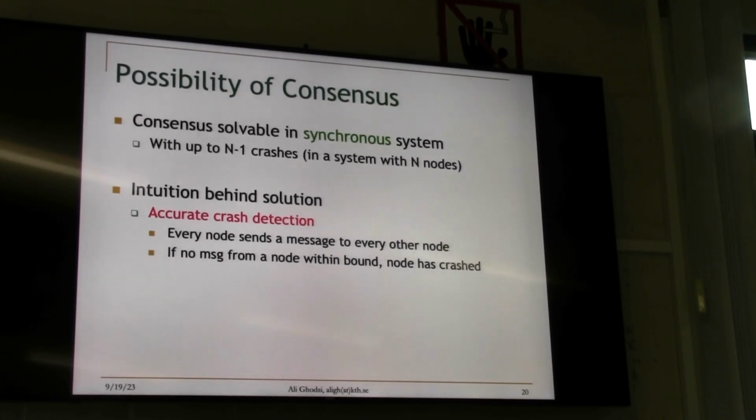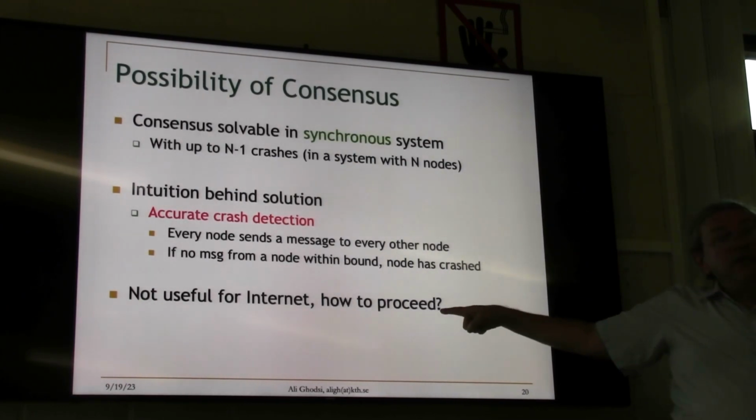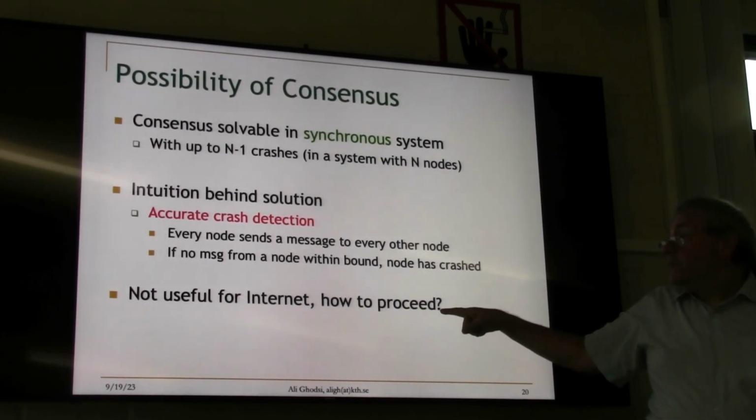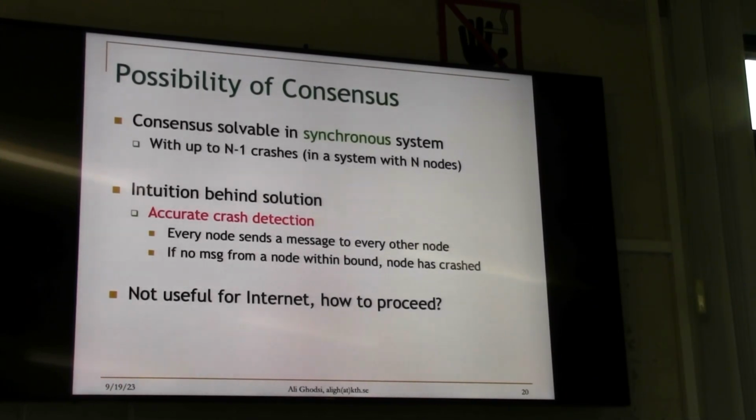Now, of course, the big question is, what about the internet? The internet is not synchronous. If anything, the internet is in this area. So what do we do about the internet? This synchronous case is so easy, but of course, it is not useful for the internet. So the question is, what do we do for the internet? Well, that's a good cliffhanger, right? So I will stop here and make a break.